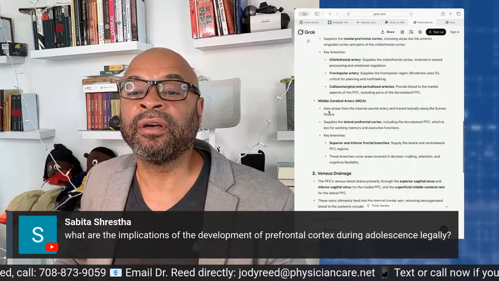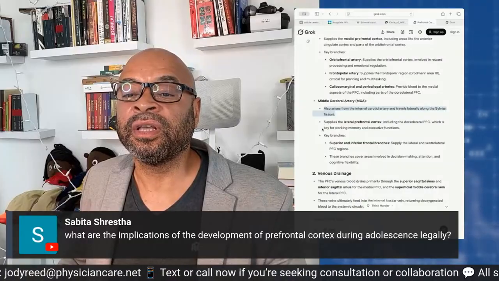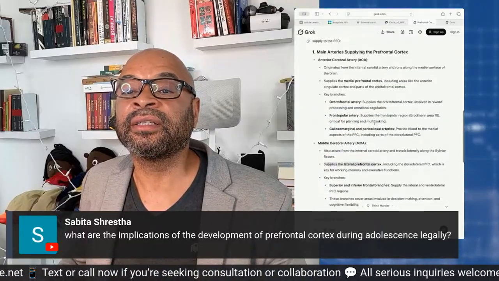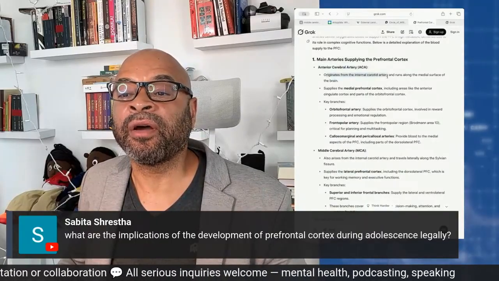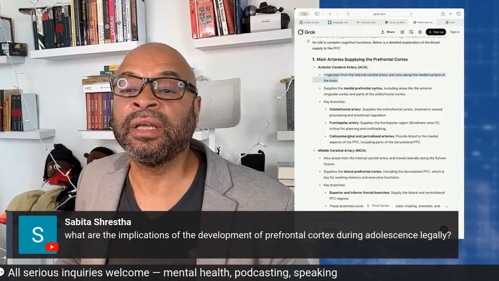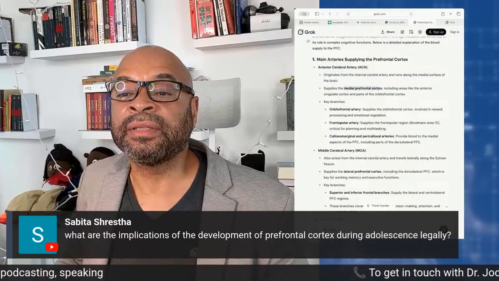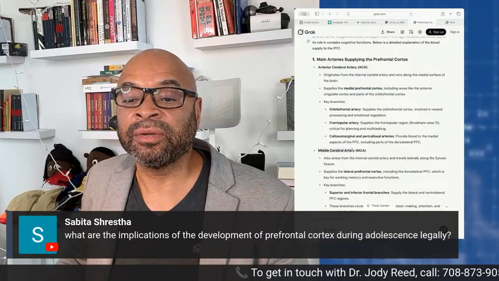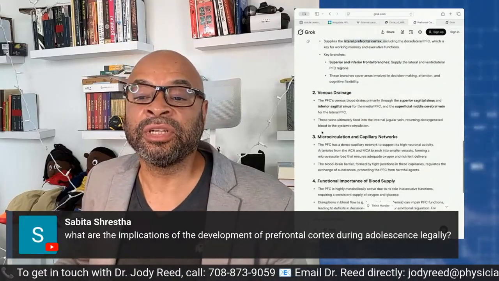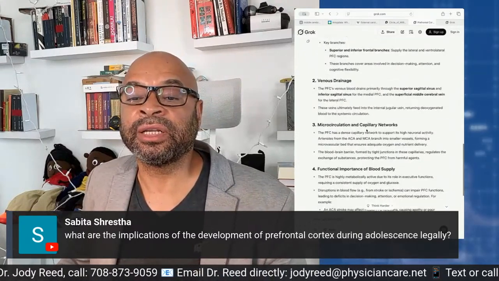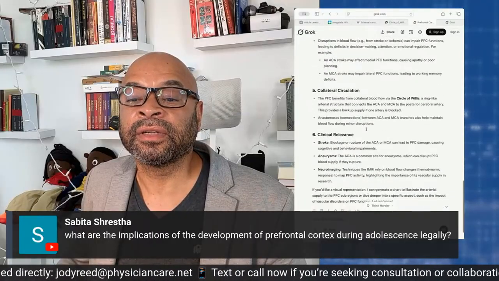The middle cerebral artery arises from the internal carotid and travels longitudinally along the Sylvian fissure. It supplies the lateral prefrontal cortex. And the anterior cerebral artery originates from the internal carotid artery and runs along the medial surface of the brain. It supplies the medial prefrontal cortex. So the anterior cerebral artery supplies the medial prefrontal cortex, and the middle cerebral artery covers the lateral prefrontal cortex. Okay, sounds good. Venous drainage, I don't think we need to look into that. Microcirculation, I don't think we need to look at that.